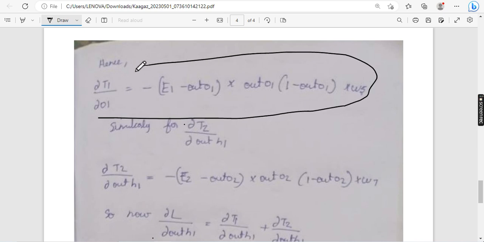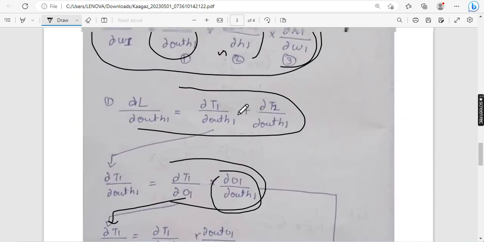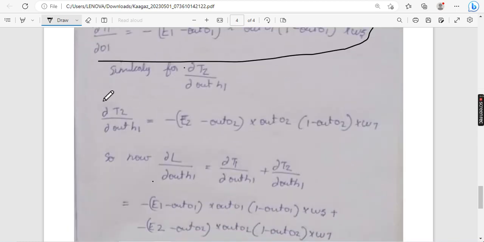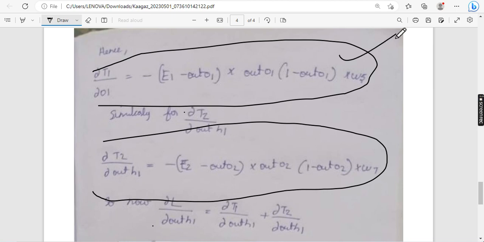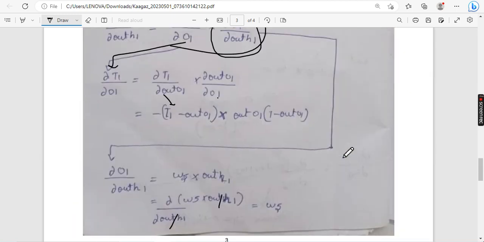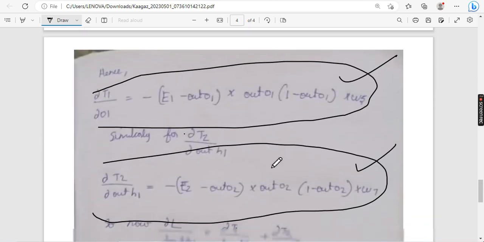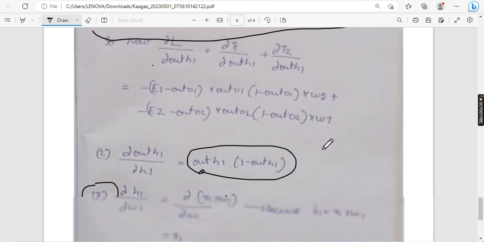For T2, I computed it but didn't explain it here. You can just try computing. For T2, the answer will be this, which is similar to T1. Look at the T1 equation and the T2 equation. There is a small change. We have just changed these variables: E1 as E2, and output O1 as O2, and instead of W5, this will be W7. If you go through this logic, you will understand why W7 has come. So combining all these three equations, we'll get this as the answer.